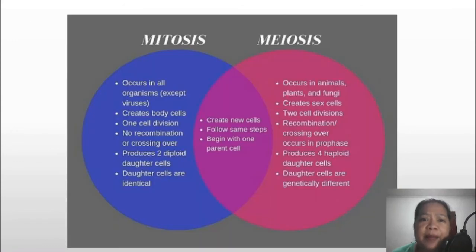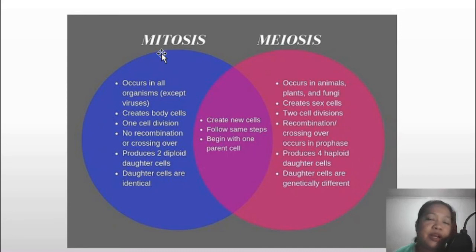So if we're going to compare mitosis and meiosis, here are the differences and the similarities. Based on the organism, meiosis occurs in animals, plants, and fungi. And mitosis occurs in all organisms except in viruses and bacteria. Mitosis creates body cells, meiosis creates gametes. So, mitosis produces somatic cells or body cells, while meiosis produces gametes.